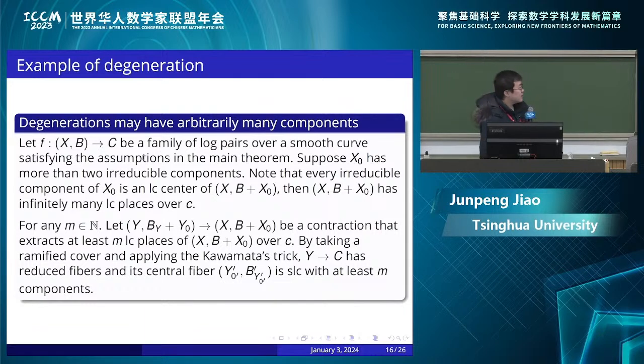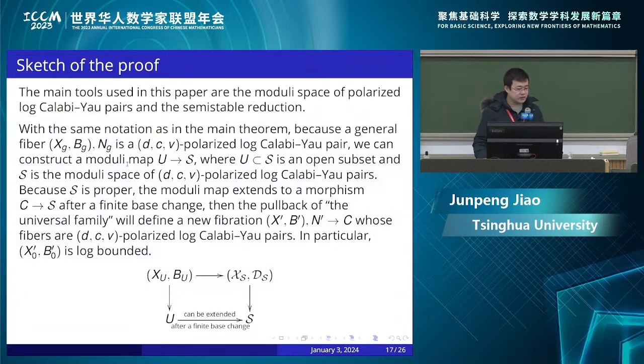Now this Y to C may have non-reduced fibers, but we can take a ramified cover and apply Kawamata's trick, we can make Y to C have reduced fibers. Note that here we keep the general fiber unchanged, but the special fiber has at least M irreducible components, and M may be arbitrarily large. So we cannot control the number of irreducible components of the central fiber of the degeneration.